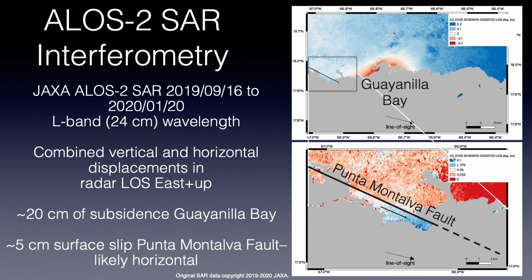On the lower panel, we see a stretched zoom of the area of Punta Montalva, where the Punta Montalva fault cuts through the peninsula and apparently had approximately 5 centimeters of surface slip. This is likely mostly horizontal motion. And as we can see, the horizontal strike-slip motion parallel to that fault is almost exactly in the line of sight direction, so the satellite is very sensitive to horizontal motion in that specific direction.